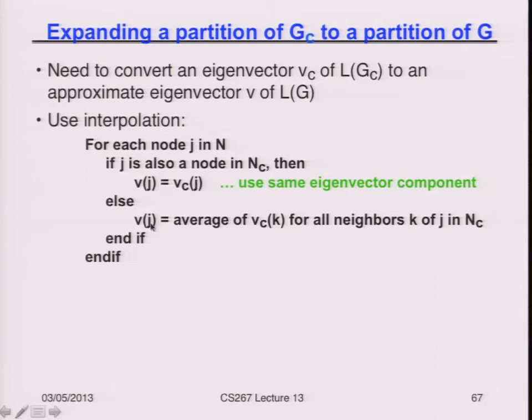So what if you're not a member of the independent set? I threw you out. Well, you're connected to some neighbors. Your neighbors are in the independent set. I'll just take their average value. So it's a perfectly natural way to do it.